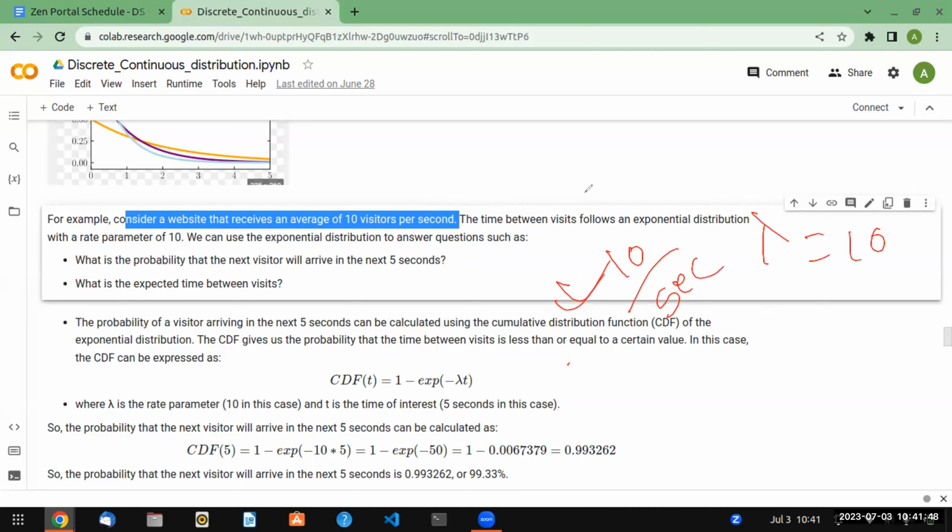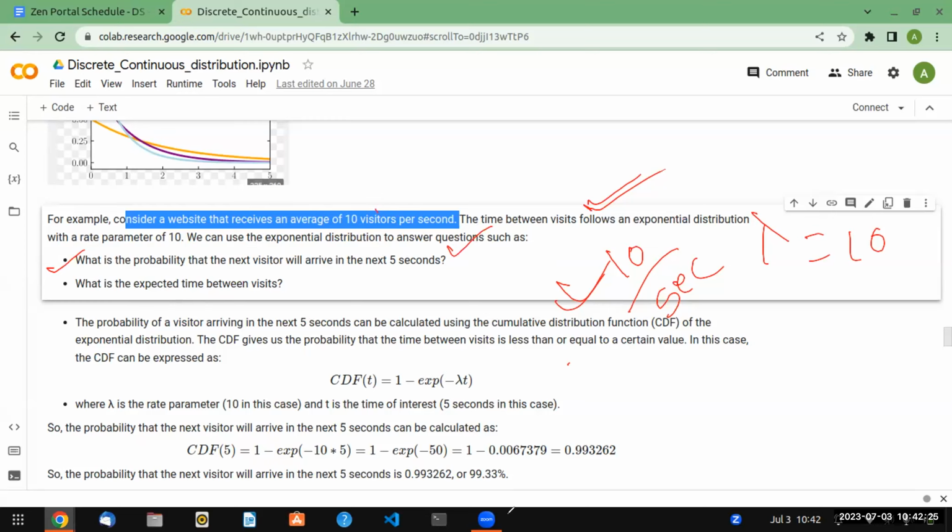The time between visits follows an exponential distribution. See, in this question, it is already told that your data is following an exponential distribution, and the rate parameter is 10 here. You can use the exponential distribution that we learned to answer this question. What is the question? What is the probability that the next visitor will arrive in the next 5 seconds?